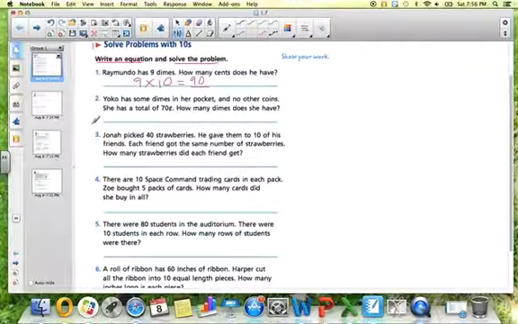Okay, number 2. Yoko has some dimes in her pocket and no other coins. She has a total of 70 cents. How many dimes does she have? So, we have 70 cents. Oops, Miss Vervynck forgot to underline 70 cents and dimes, which is 10 cents. So we have 70 cents divided by what equals 10.